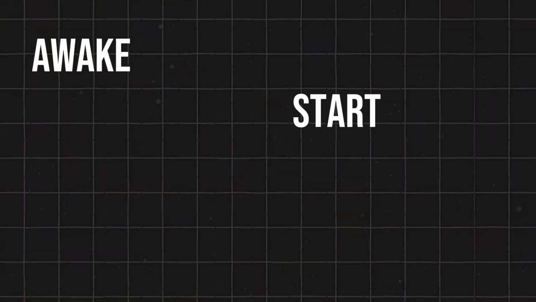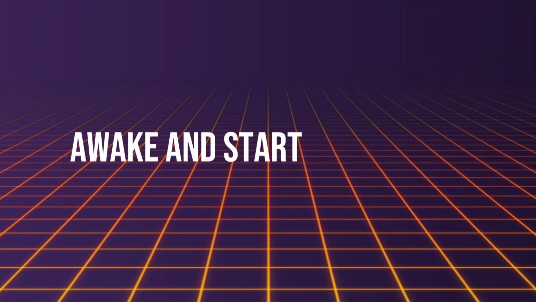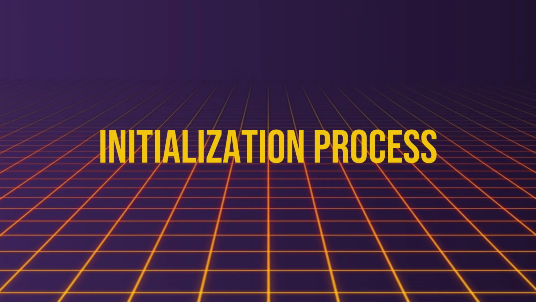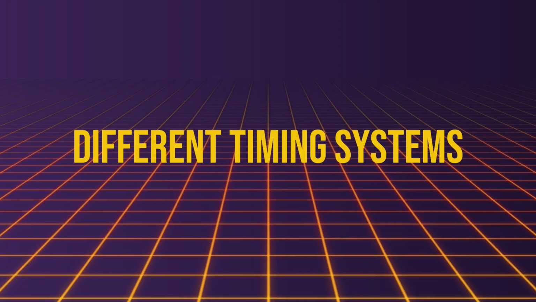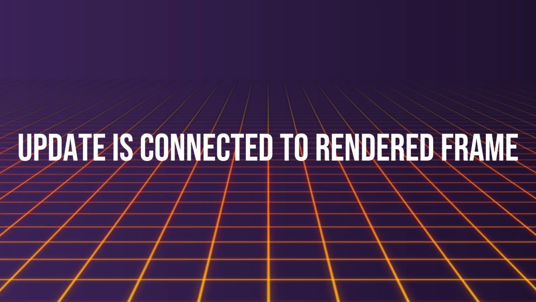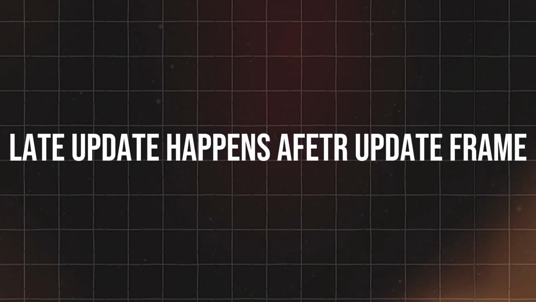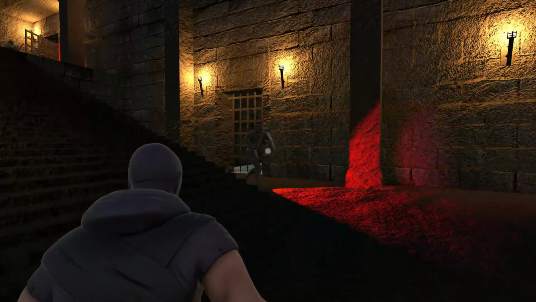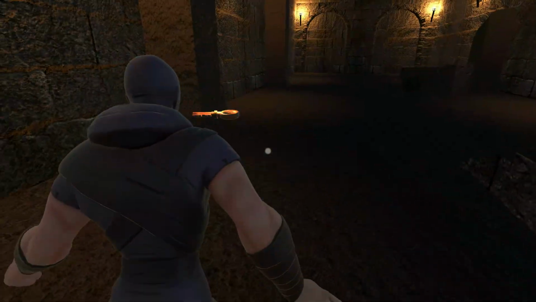But don't think that these methods always run in exactly this simple sequence every frame. Awake and Start are part of the initialization process. After that, Update and FixedUpdate operate on different timing systems. Update is connected to the rendered frames. FixedUpdate runs at a fixed physics time step. Then LateUpdate happens after the Update phase for that frame. So the important thing isn't memorizing a simple straight line. The important thing is understanding what each method is designed for.